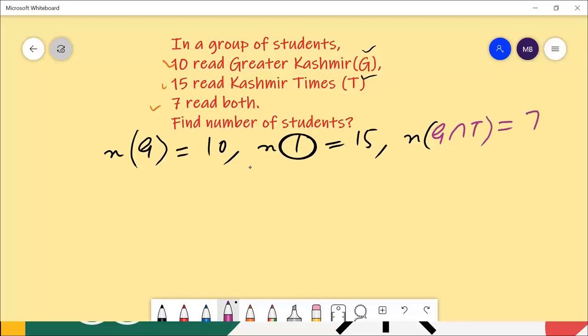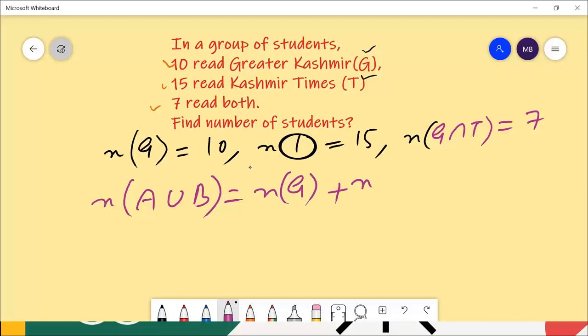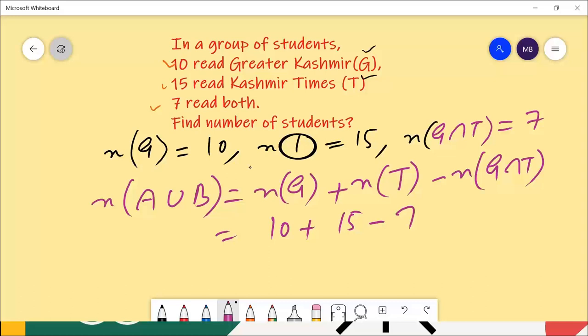is 7. So according to the inclusion-exclusion principle, the total number of students, that is G union T, is equal to the number of students reading Greater Kashmir plus the number of students reading Times, minus the number of students that read both the papers. So G is 10, Times is 15, minus both, 7. So 10 plus 15 is 25, minus 7, that is 18. So there are 18 students in total.